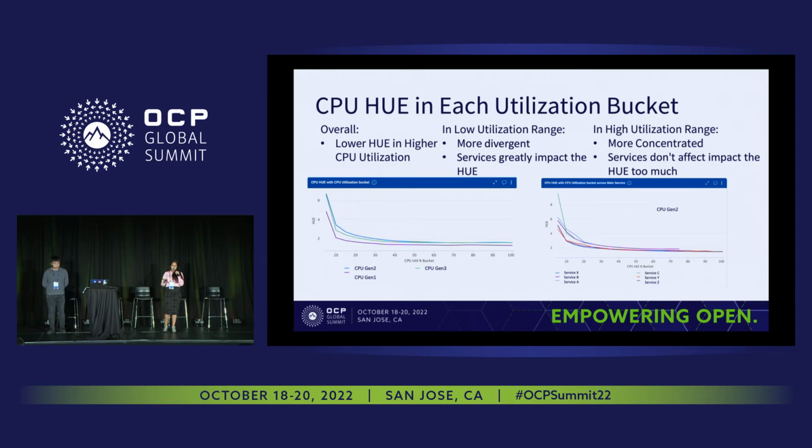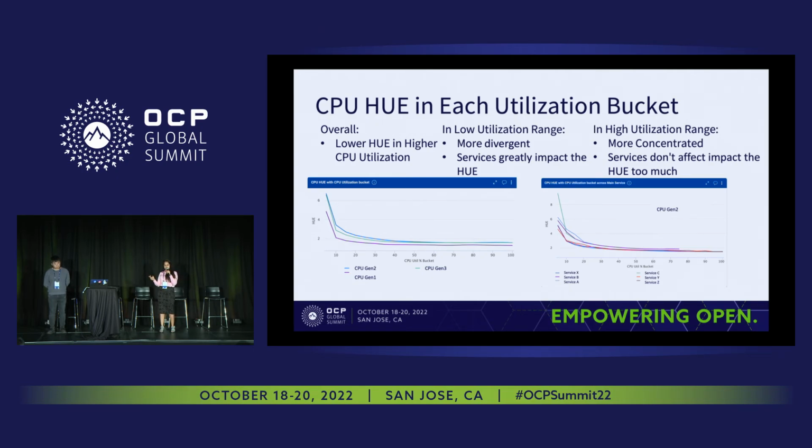Coming over to the correlation of HUE with the utilization buckets, on the left side, we did see that overall, the lower the HUE value, the higher is the CPU utilization, which means that the hardware is better utilized when we have the higher CPU utilization value. Within the low utilization range, there is more divergence in the HUE values itself, which means that the hardware is worse in overall utilization, and the services in this bucket would greatly impact the HUE value.